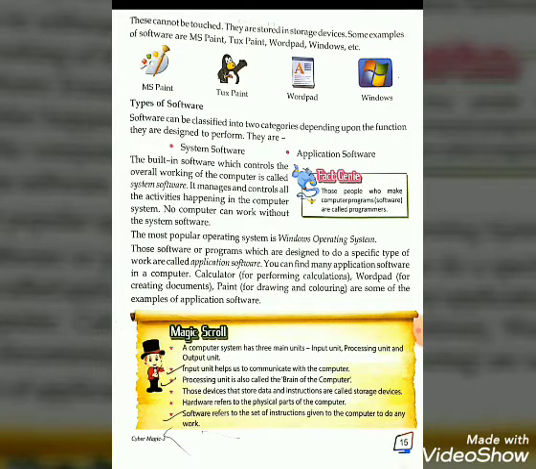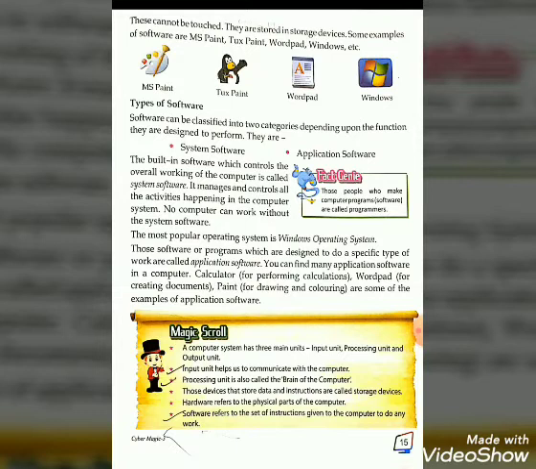Now here Magic Scroll is shown on your screen on page number 15. A computer system has three main units, that is input unit, processing unit and output unit. Input unit helps us to communicate with the computer. Processing unit is also called the brain of the computer. Those devices that store data and instructions are called storage devices.